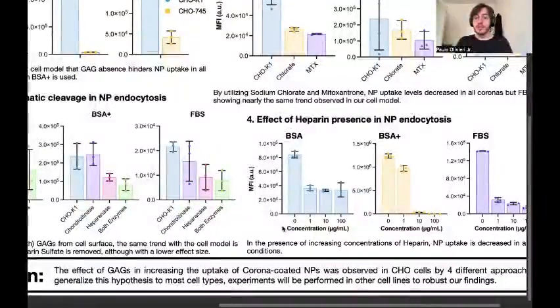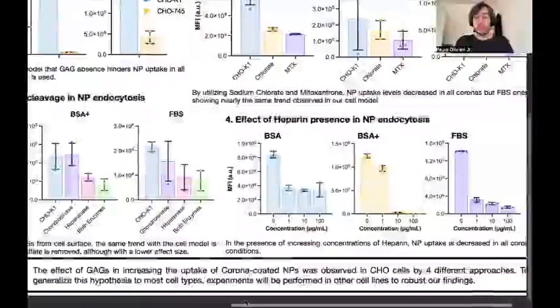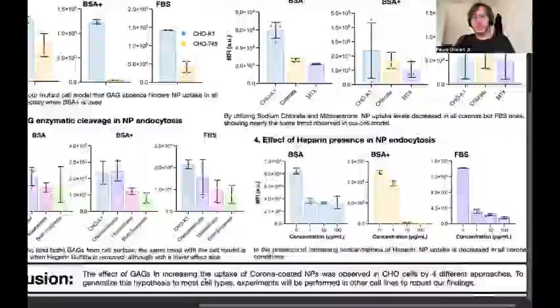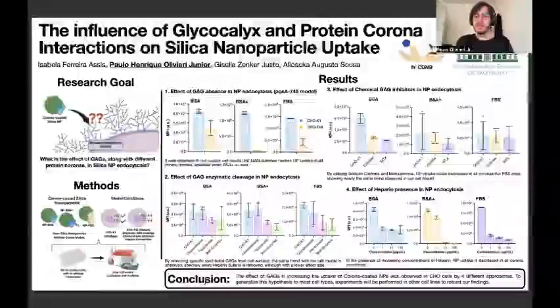So basically, in conclusion, the effect of GAGs in increasing the uptake of corona-coated nanoparticles was observed in CHO cells by 4 different approaches. But to generalize this hypothesis to most cell types, other experiments will be performed in other cells to either support or refute our hypothesis that the GAGs help the uptake of nanoparticles.